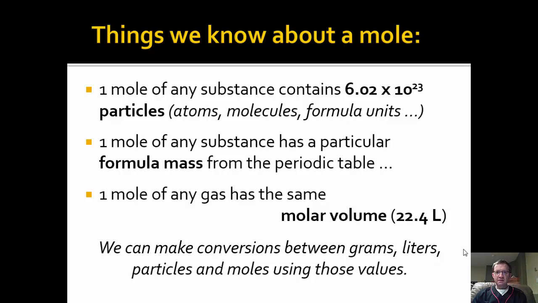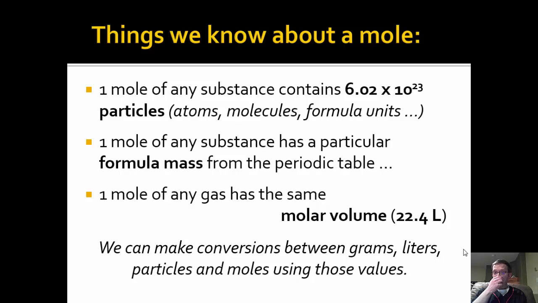Well, today I want to take you through a few examples of making conversions using various amounts that are related to the mole. So on the screen here you see the three constant relationships we use when making mole conversions. The first is using Avogadro's number, which is 6.02 times 10 to the 23rd particles.